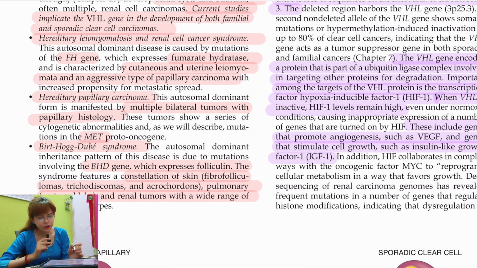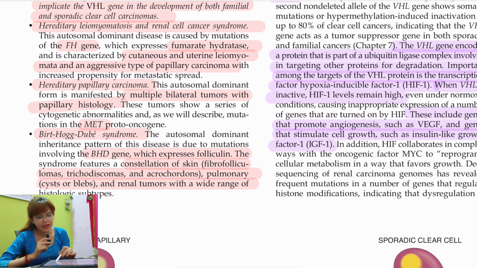Birt-Hogg-Dubé syndrome, in which the BHD gene expresses folliculin, and the symptoms you see here are fibrofolliculoma, trichodiscoma and acrochordons, and a pulmonary cyst or renal tumors. So this constellation of features is seen in this particular syndrome.